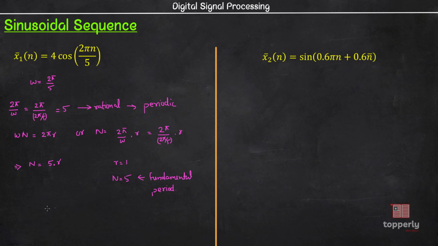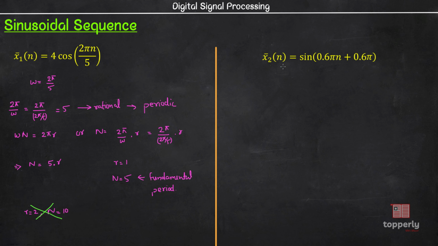Now, you might ask why not r equal to 2 and N equal to 10. This will also satisfy this condition, right? Yes. But we are only interested in the fundamental period. And for that, we need to find the smallest value of r and N that satisfy this condition. This is the reason why we are not considering other values of r and N. Okay. Now, let us move to the second example.